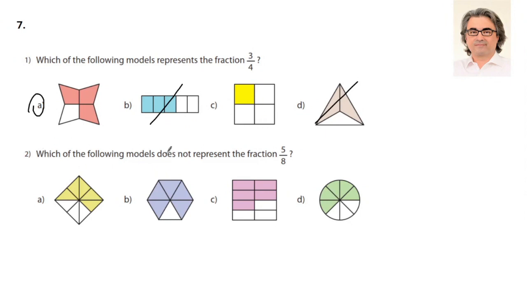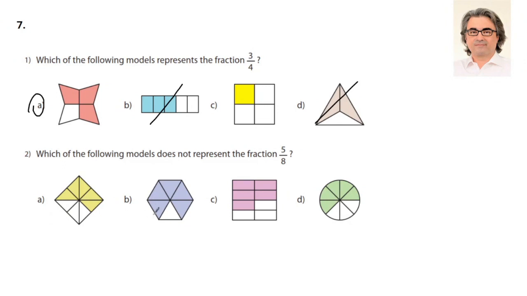What about the second one? Which of the following models doesn't represent the fraction 5 over 8? I should count in all 8 equal pieces, and I should see 5 of them colored. Let's start from choice A. 1, 2, 3, 4, 5, 6, 7, 8. 8 is okay. What about 5? 1, 2, 3, 4, 5. It's okay. This represents the fraction 5 over 8. So the answer cannot be choice A.